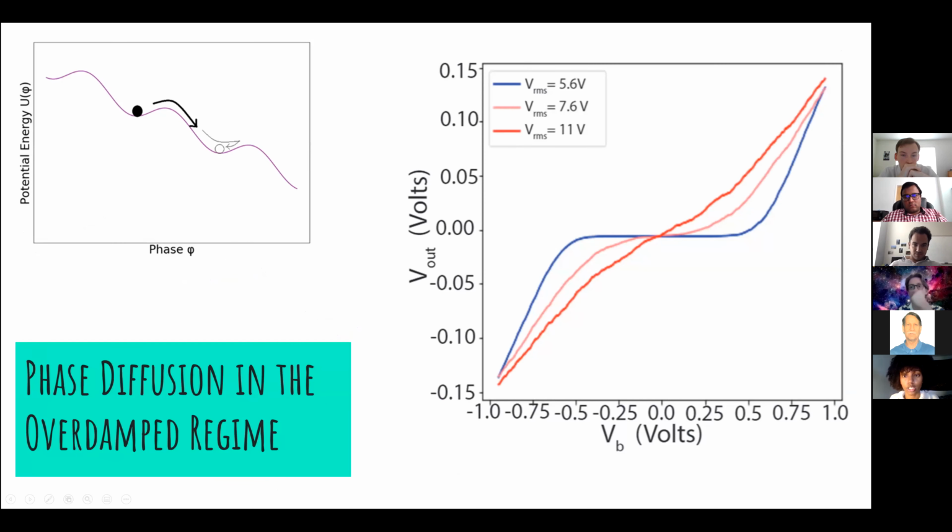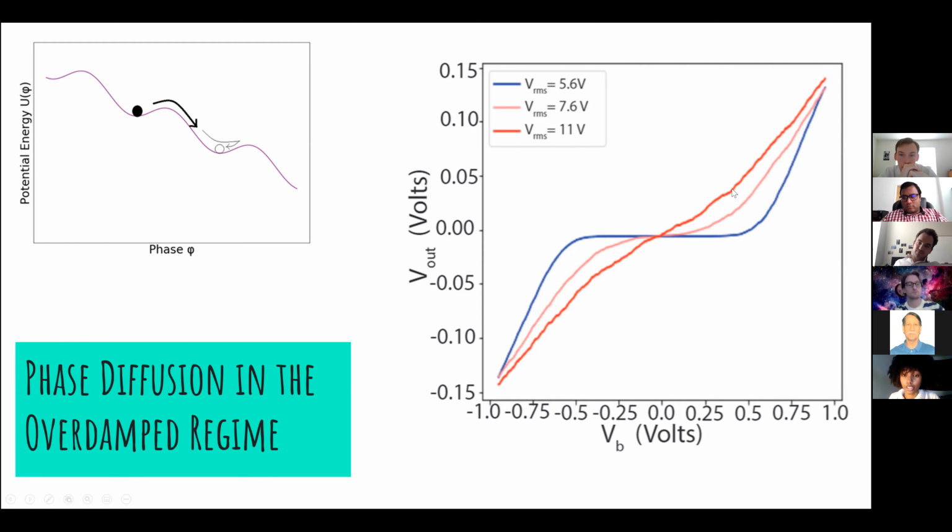So here, this blue curve is the coolest of the 3 effective temperatures. And you see switching occurs at around 0.5 and negative 0.5 volts. But as you increase temperature and look at the pink curve, even a little bit before 0.5 volts, you see a little voltage appear there that wasn't there before. And if you increase it even more, you see an even greater finite voltage appear before 0.5. And this is what we call phase diffusion.